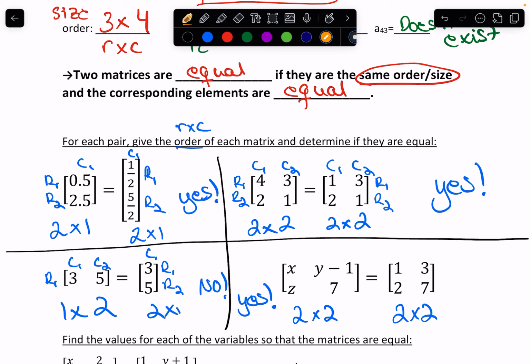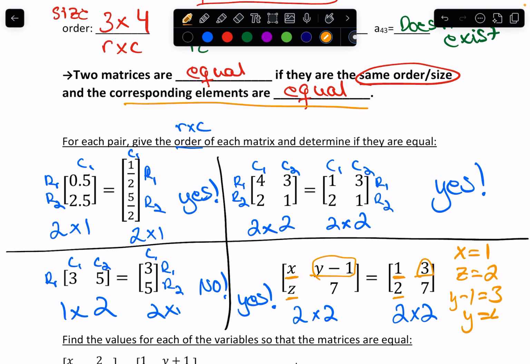Now, remember what it said here, the corresponding elements are equal. So if we look at the left one, we've got x, y, and z, or we've got y minus 1, and x and z as the elements. So the corresponding elements are the same. So our x, the corresponding element is 1, so our x is going to equal 1. For z, the corresponding element is 2, so z is going to equal 2. And then we've got y minus 1, the corresponding element is 3. Y minus 1 equals 3. We can solve for y by adding 1, and we get y equals 4.